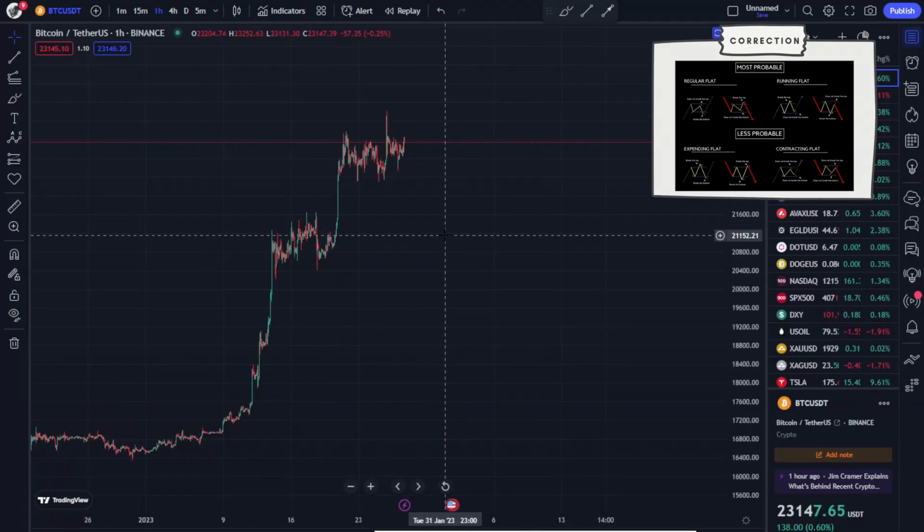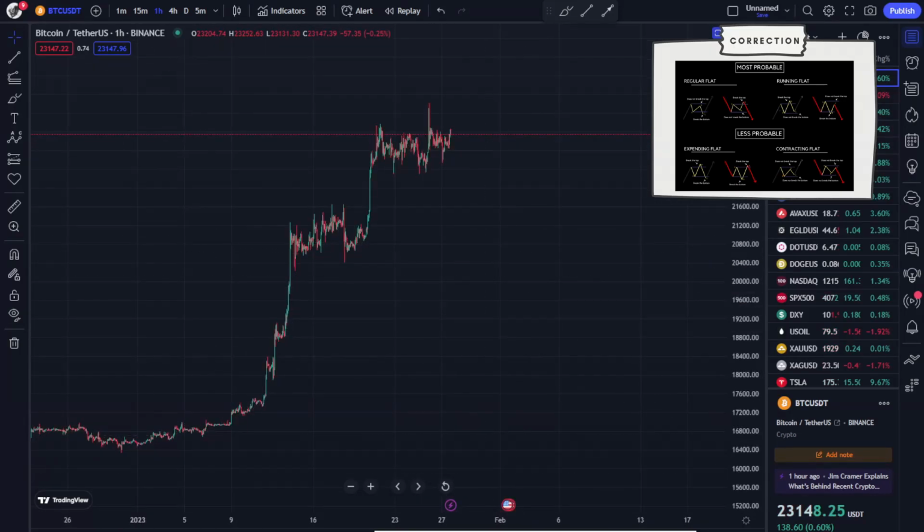The setup must be so clean, and that's why you should not be taking it if it's not clean. For example, this one was good to take because it's clean. Now this one, is it clean? I don't think so. I'm personally not taking it.